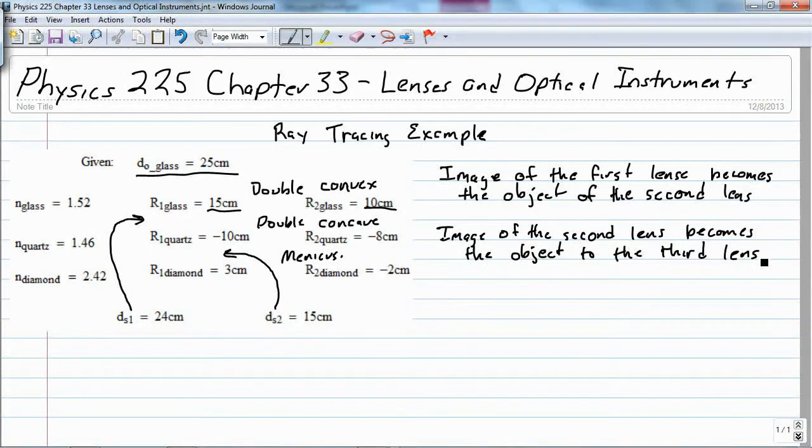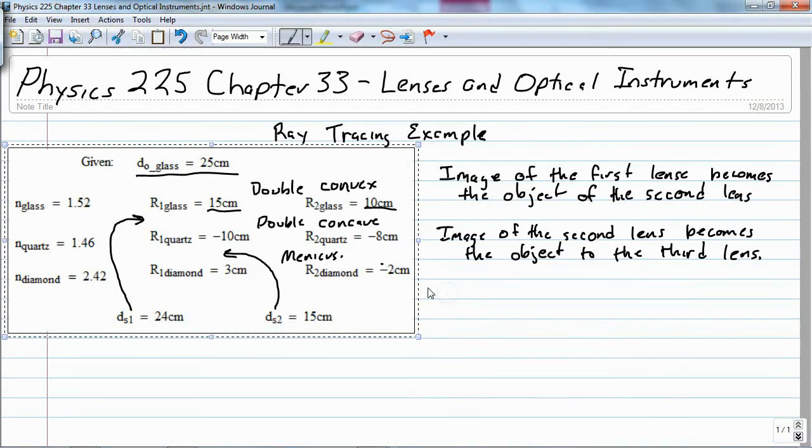So we just work on one lens at a time from start to finish, just realizing that we are going to have to calculate. If I know the image for the first lens, I'll have to calculate the distance so that it becomes the object of the second lens. So let's start first by calculating the focal points for each of the lenses.